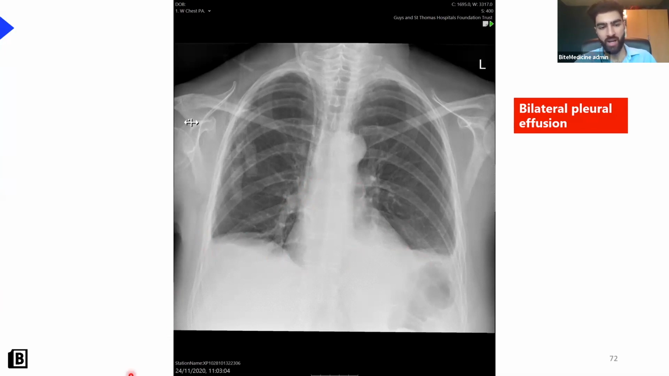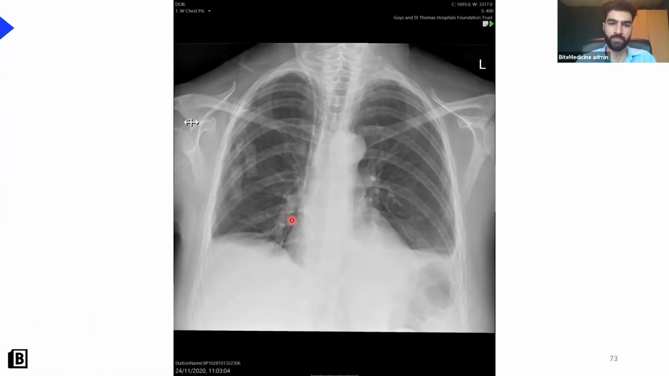You've lost your costophrenic angles. You've lost that nice curved hemidiaphragm. This is a bilateral pleural effusion. Okay. Yeah, I agree. It's not that meniscus shaped. That's probably because it's quite small, but there's nothing else that it can really be. Because remember, I said collapse has that triangle shape. So that only really leaves an effusion. Smaller effusions can appear a bit more straight.